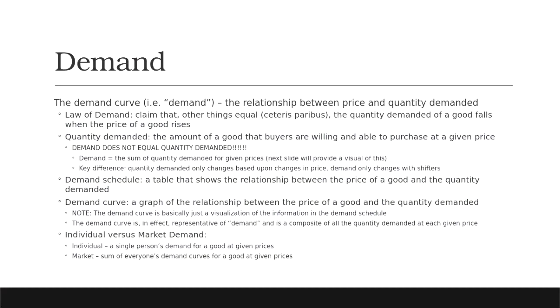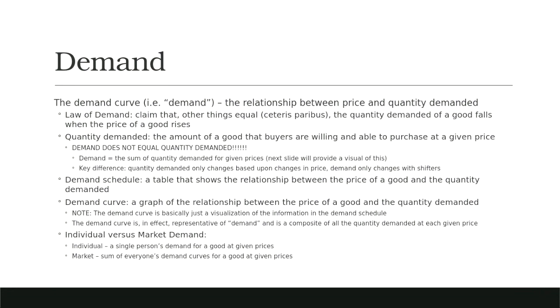So just imagine if I gave you these different numbers. Let's just imagine you drew it out on a table and you're like, this is the price. How much is Professor Mickelson willing to buy at this price? That much. And you went down, you listed all the prices and how much I'm willing to buy at each price. The demand curve is just a graph of that relationship. It's basically just a visual of the information on the demand schedule. And the demand curve is in effect the representative of demand and is a composite of all the quantity demanded at each given price.